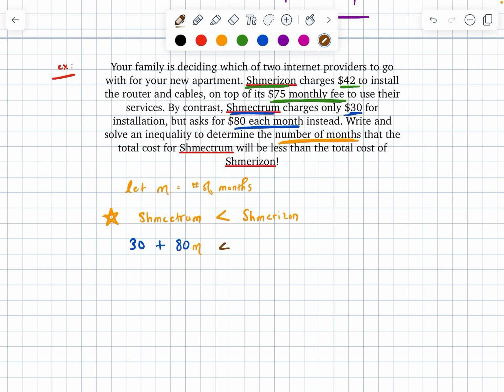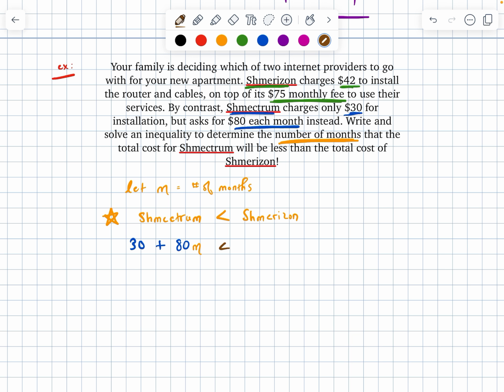And same thing with Schmerizon. I know that I need to be less than. For Schmerizon, I've got $42 as my base cost plus $75 per month times M, the number of months that I'm subscribed, right? That will give me my total. All I've got to do now is solve for M. Again, if you want some time to solve this for yourself, pause the video and do it. If you feel like you've got it already or you already solved, don't bother pausing.